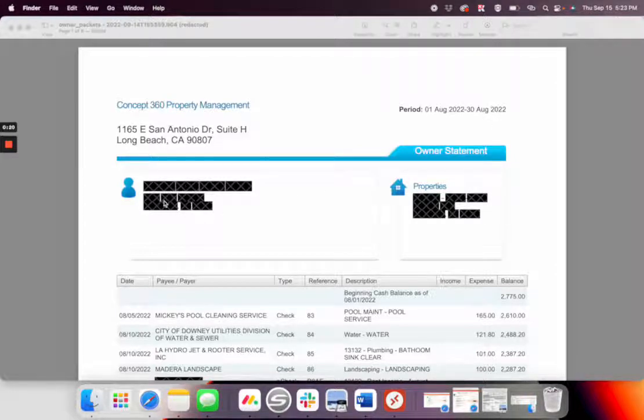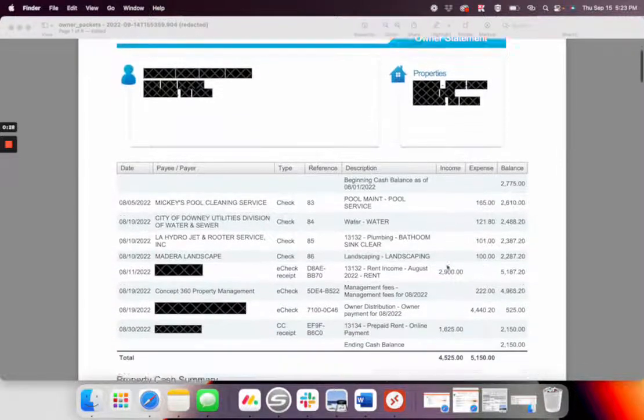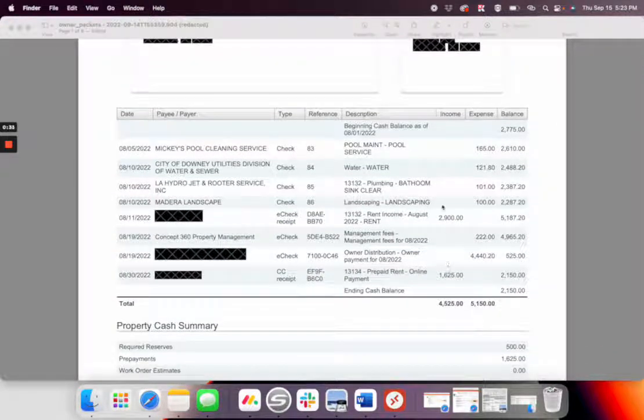Here at the top you'll see your name and address, and then on the right side you'll see the property that this statement relates to. Down below is going to be all of the detail. It'll give you good detail about who either made a payment or who a payment was made to, the date, the check number or the receipt information, a description of the charge or the income, and then the columns are broken out here by any money coming in and any expenses going out. And then the balance here at the end is just a running total of those numbers.